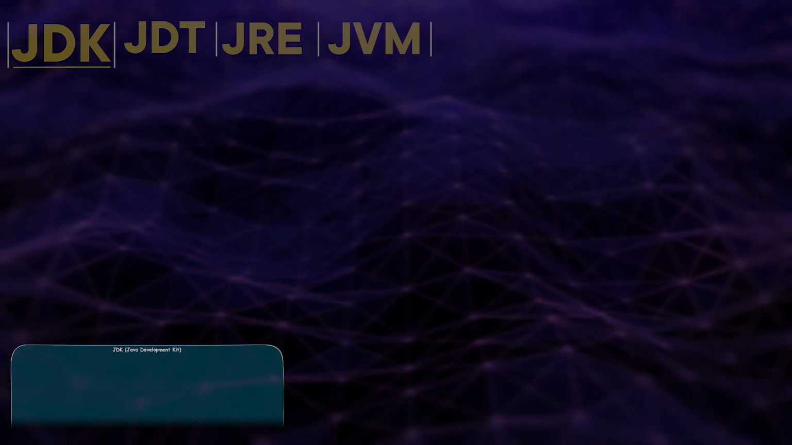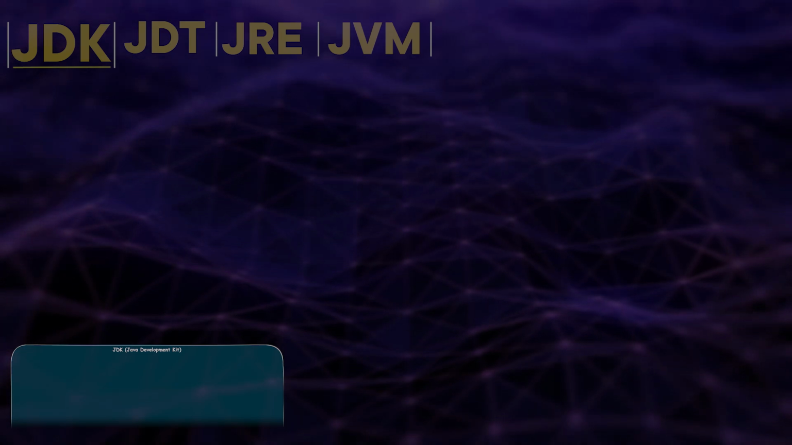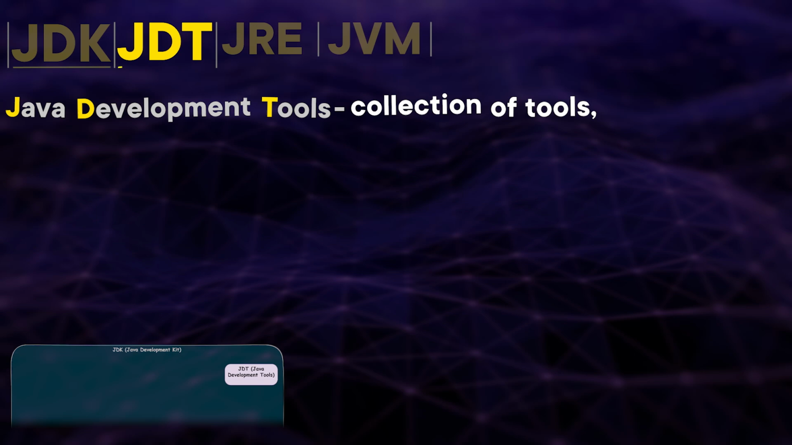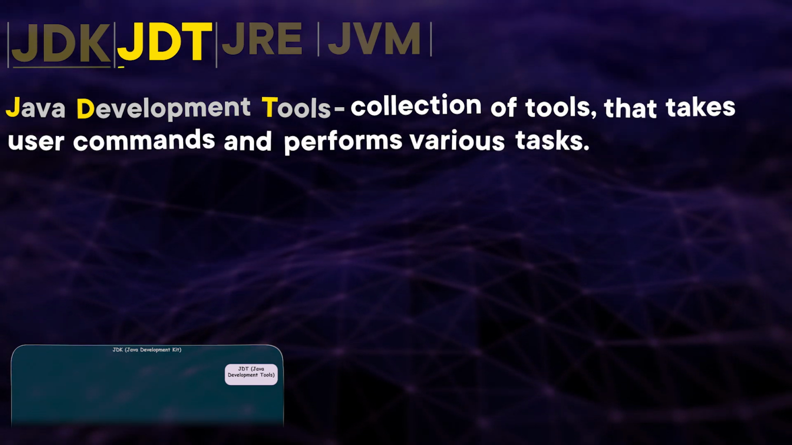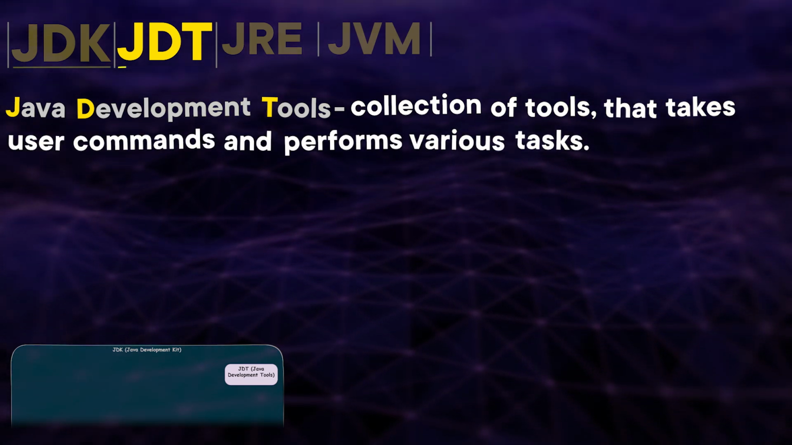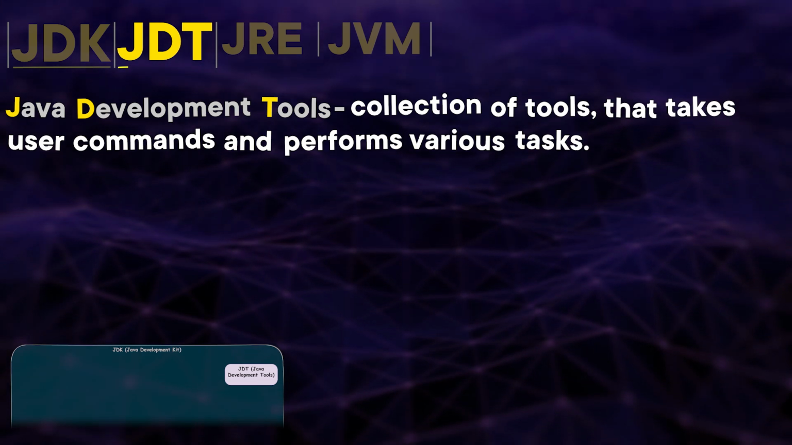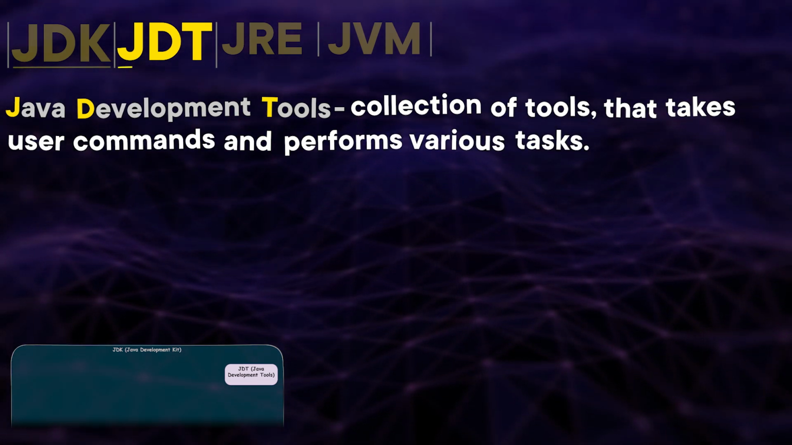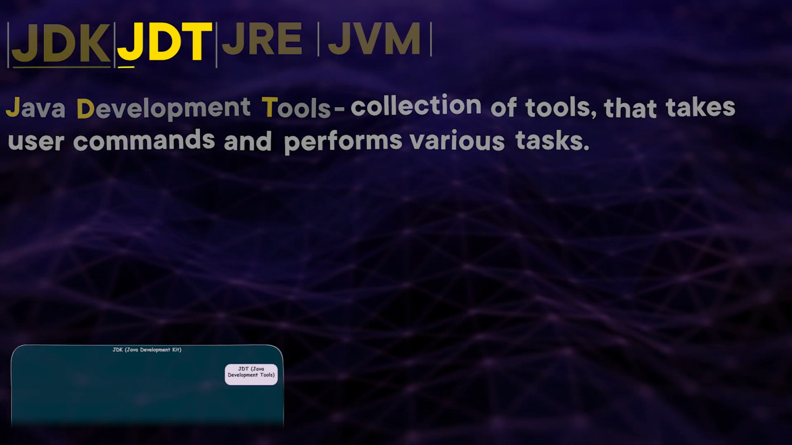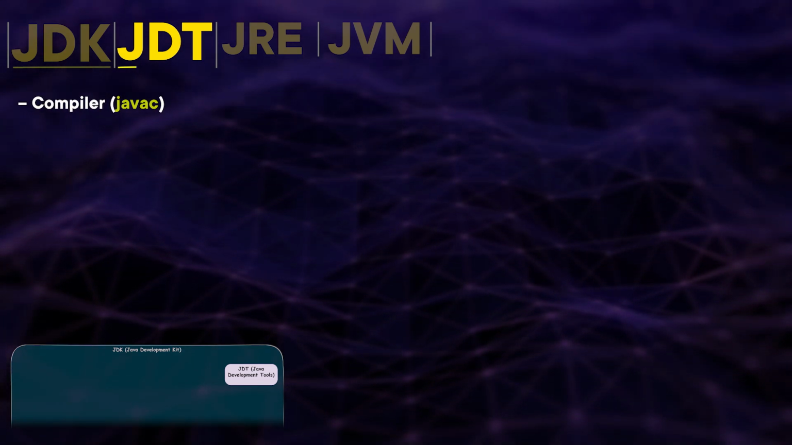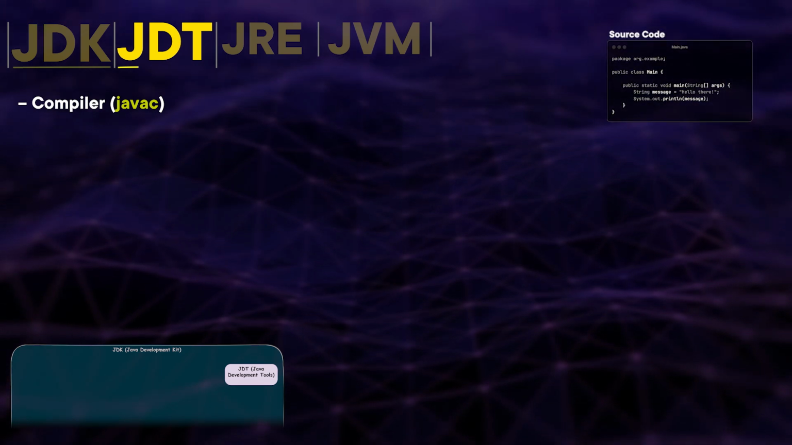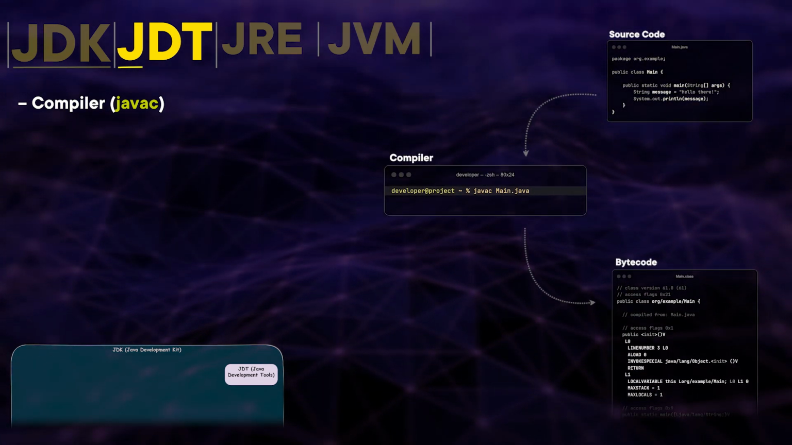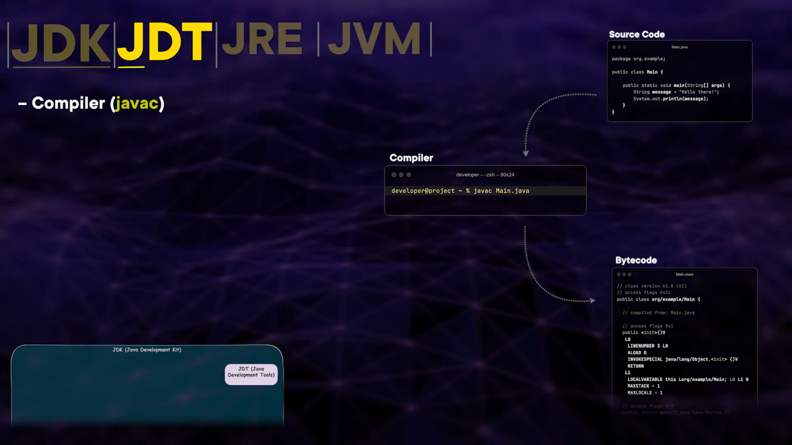The first key element inside JDK is Java Development Tools, or JDT. This is a collection of tools that takes user commands and performs various tasks. Each tool inside JDT has its own specific role, and together they form the core workflow of Java development. Here's what's inside JDT. The first one is a compiler. It takes human readable Java files, known as source code, and translates them into class bytecode, which can later be executed on any device.